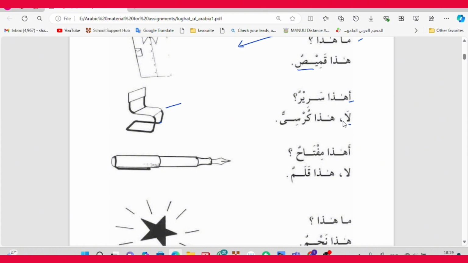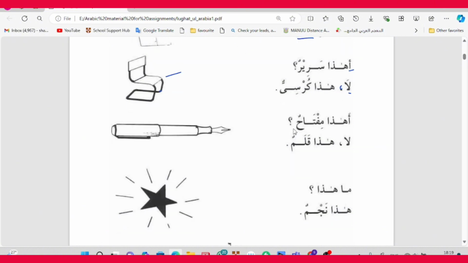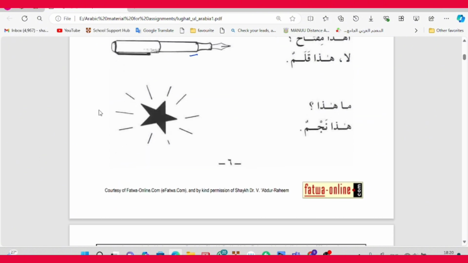La, haza kursiyu. First you negate the object: this is not a sarir, this is not a bed, this is a chair. So haza kursiyu. Next, haza miftah, is this a key? This is not a key, this is a pen. So we answer la, haza qalam, no, this is a pen. Now you know this is a star. Ma haza, what is this? Haza najmun, this is a star.